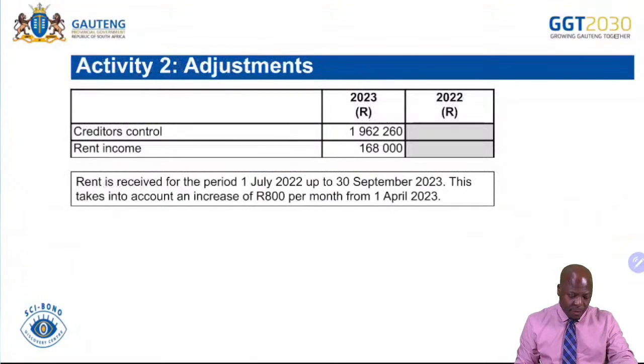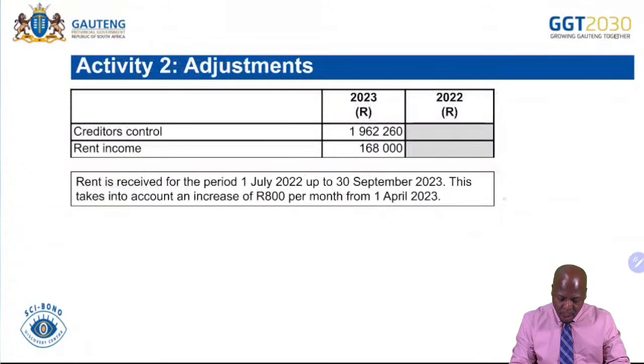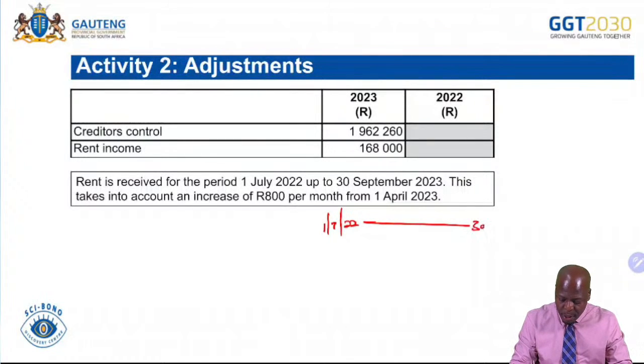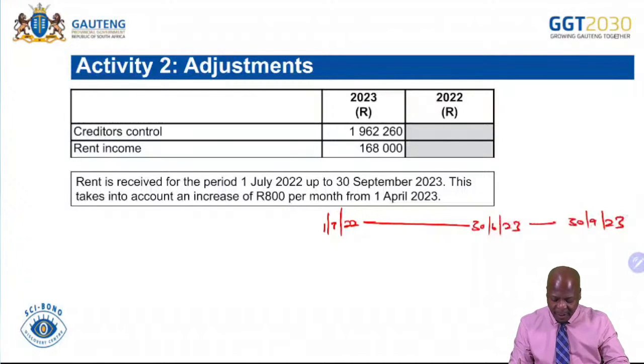And the next one says, rent is received for the period 1st July to 30 September. All right, so remember 1st July is the beginning of the financial year. All right, so 1st July is the beginning of the financial year 2022. And the financial year is supposed to end on 30 June 2023. But rent has been received until 30 September 2023.